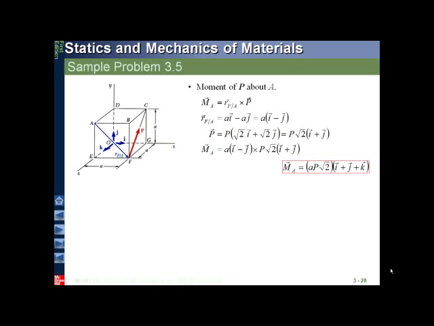When they actually calculate the moment at A, they come up with the correct moment. That moment at A is what AP, it should be AP divided by square root of 2 times i plus j plus k. So a couple problems with that.